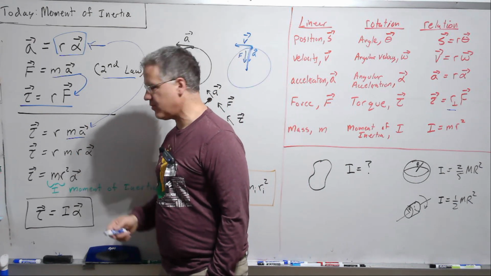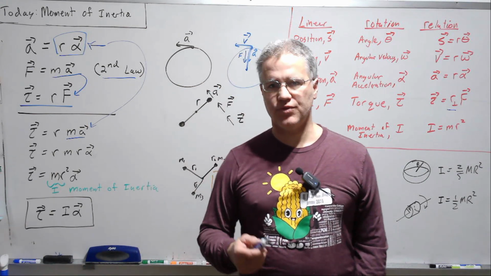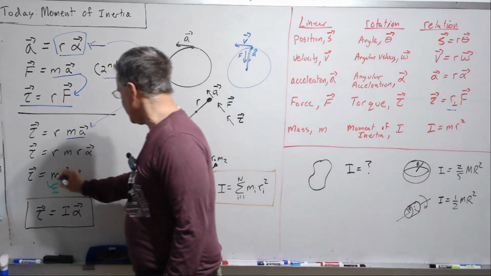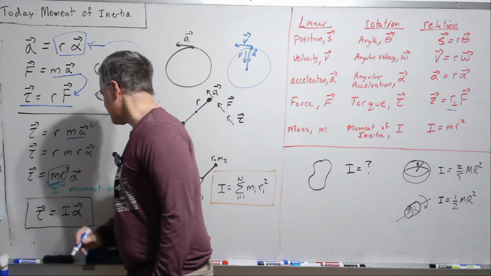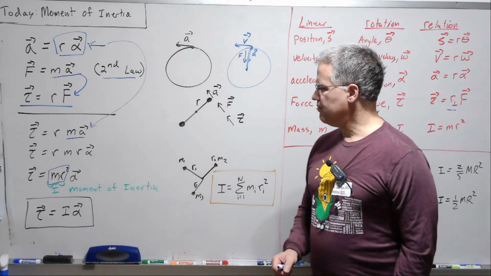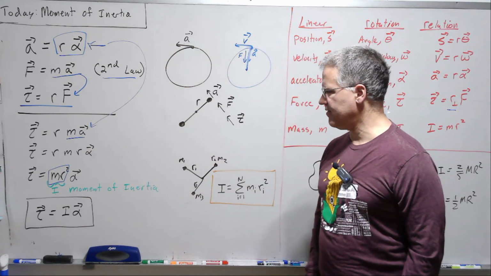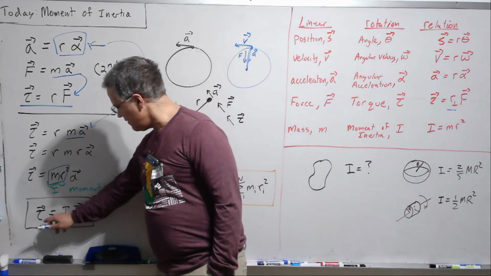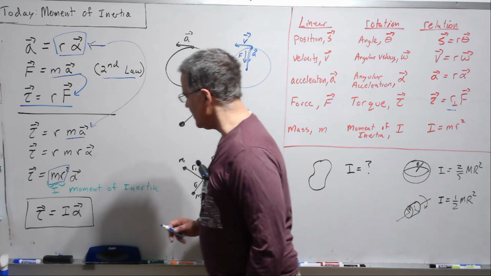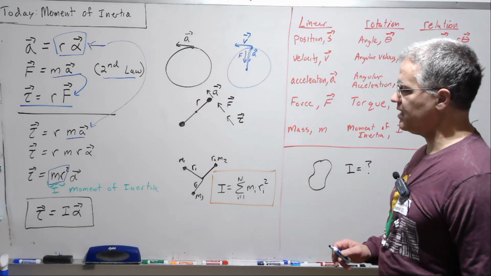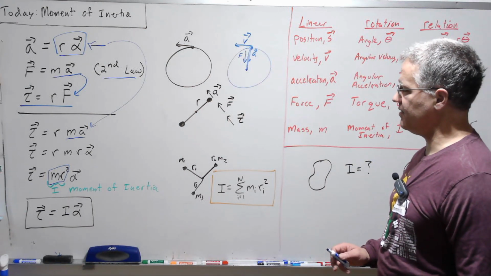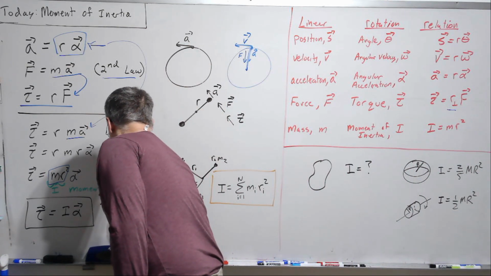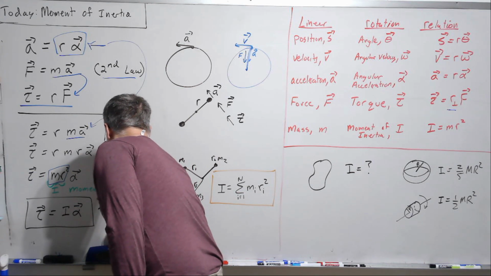So we have mr squared, and of course we could just leave it as that, but that's something that is convenient to define, and so we do that. And we say this is defined as moment of inertia, and usually given the symbol capital I. And thus we have tau equals I times alpha, or torque equals moment of inertia times alpha. So basically, this is the second law for rotation.